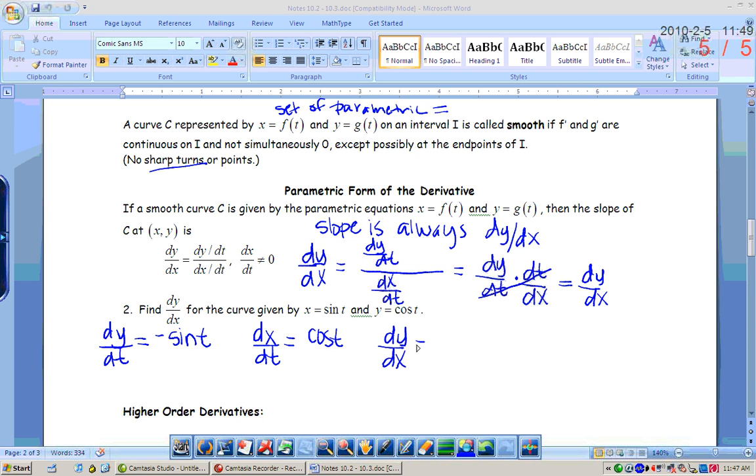So dy/dx is dy/dt over dx/dt, or negative sine t over cosine t, which might be nice to write as negative tan t, but you don't have to. So you're literally taking the derivative of y with respect to t, taking the derivative of x with respect to t, dividing the two things.